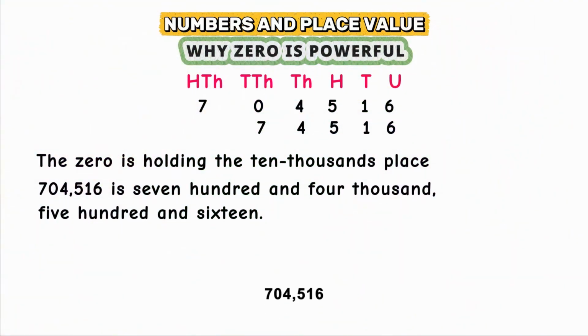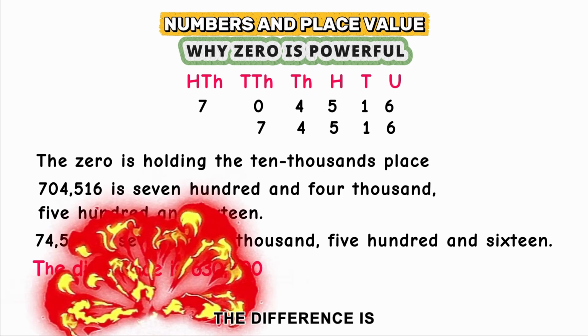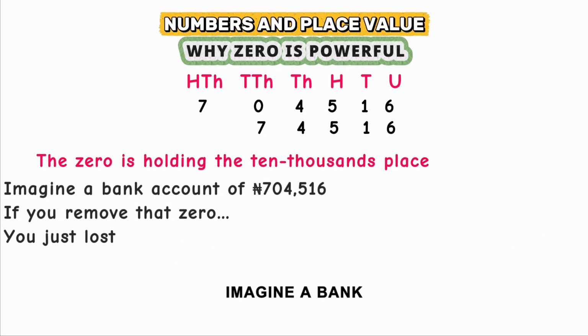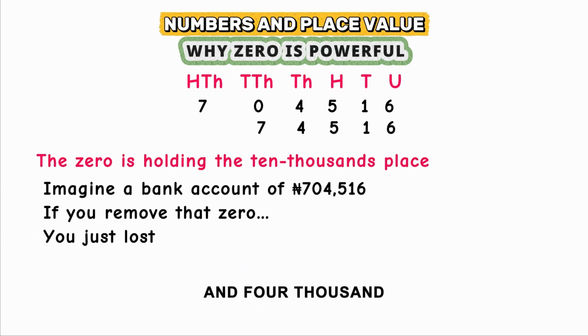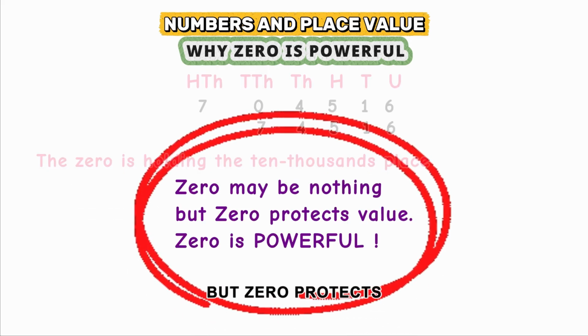704,516 is 704,516. 74,516 is 74,516. The difference is 630,000. Imagine a bank account of 704,516 naira. If you remove that 0, you just lost 630,000 naira. That 0 protected your money. 0 may be nothing, but 0 protects value.